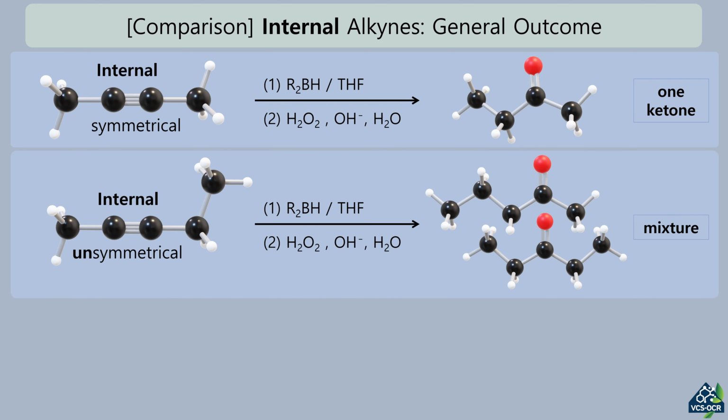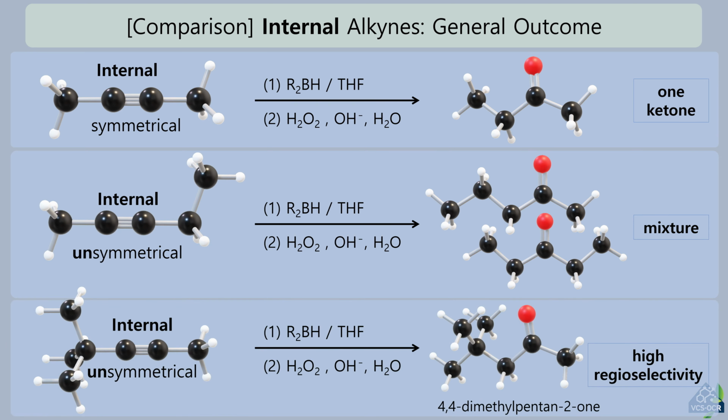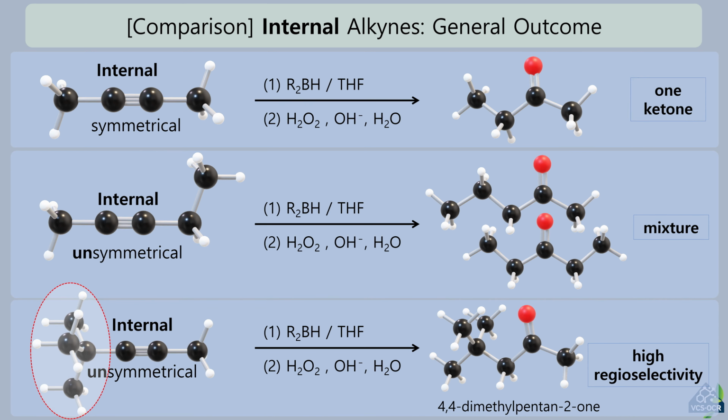When the two alkyne carbons differ only slightly in steric bulk, as in 2-pentyne, a bulky borane cannot clearly distinguish between the two sides. As a result, the reaction often produces a mixture of regioisomeric ketones, reflecting weak regioselectivity. In contrast, a substrate such as 4,4-dimethylpent-2-yne exhibits a pronounced steric imbalance. The heavily substituted side strongly blocks boron approach, causing the bulky borane to add preferentially to the less hindered carbon. Thus, the reaction affords a more regioselective ketone outcome.